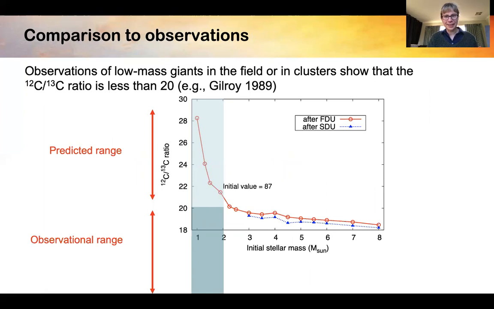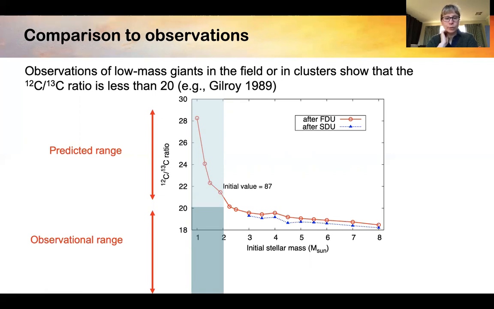What about comparisons to observations? Well, for stars over about 2 solar masses, we think that the predictions that I'm showing you here, so this is again carbon-12, carbon-13, match the observations pretty well. For lower mass stars, less than about 2 solar masses, the predictions don't match the observations so well at all. So I've highlighted the region where we have the predicted range, roughly 20 to about 30 in terms of carbon-12, carbon-13. The observational range is below 20. So most low mass giants in the field, and that just means they're random stars in our galaxy, or in open clusters or globular clusters, so these are in star clusters, show carbon-12, carbon-13 ratios much less than 20.